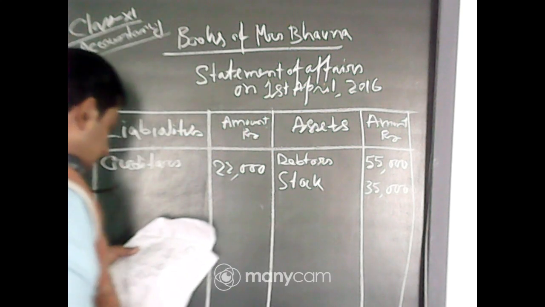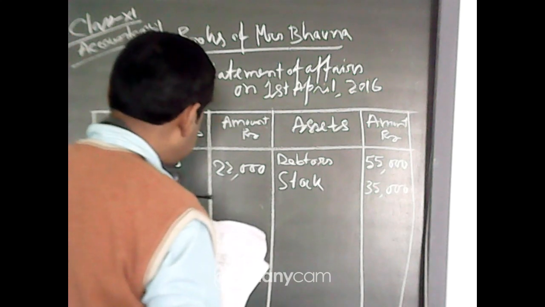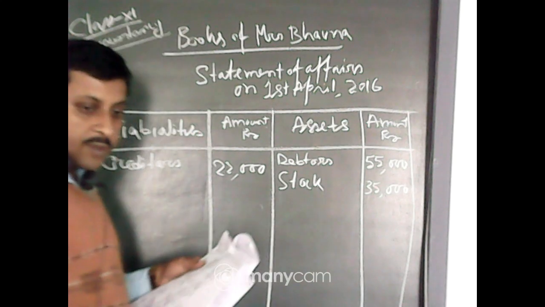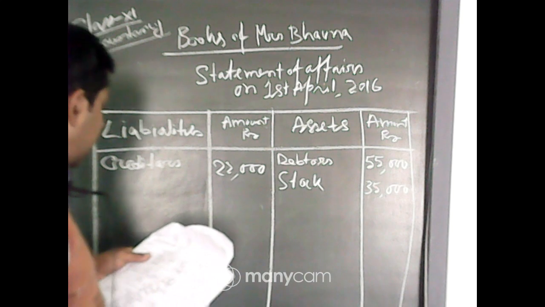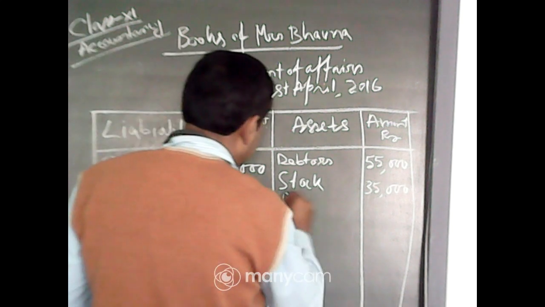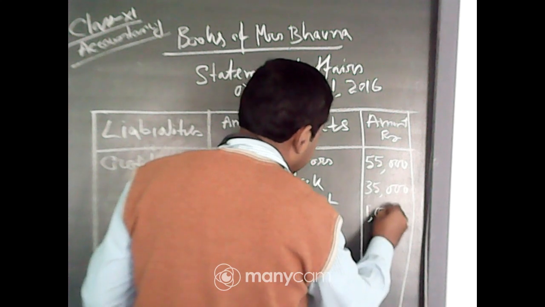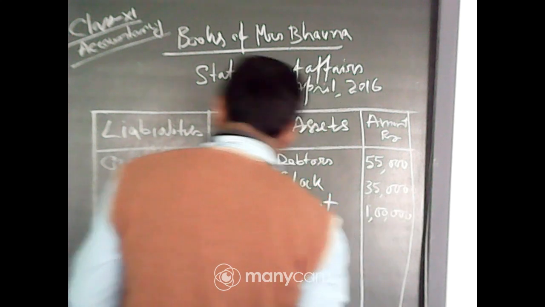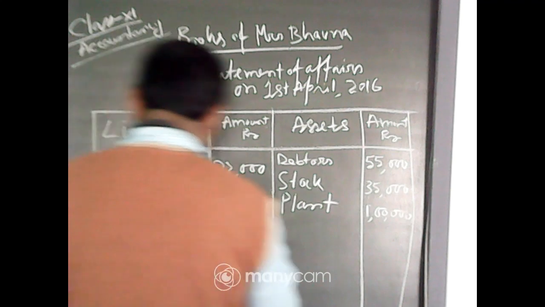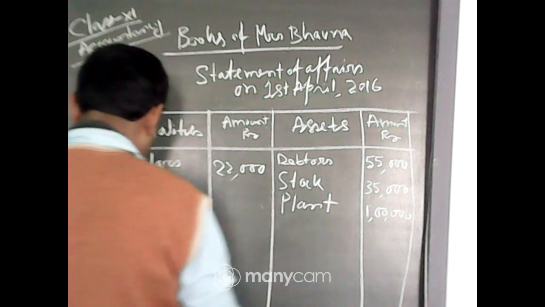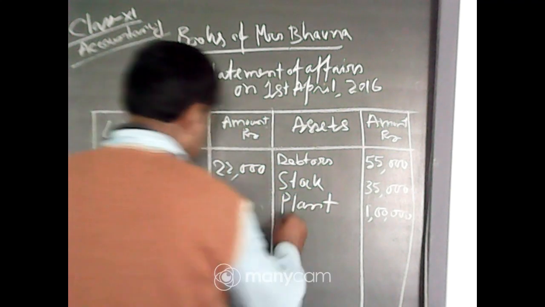The plant we also take. It is actually a printing mistake, so that will be 1 lakh also. So plant is an asset, that is 1 lakh. Next is machinery. So machinery is 50,000.